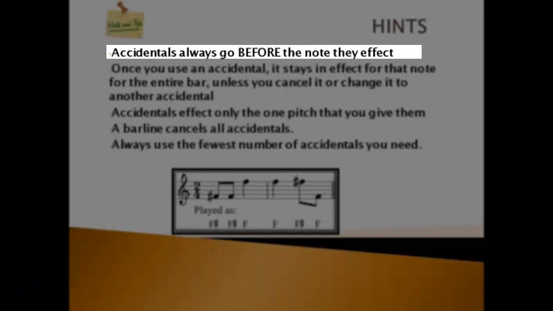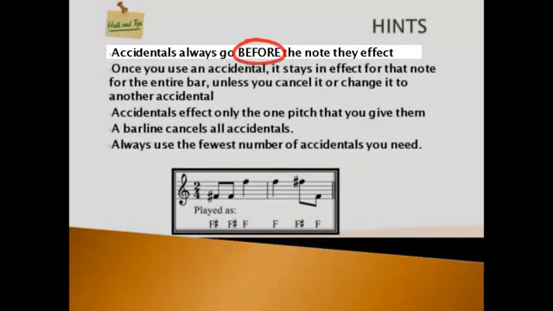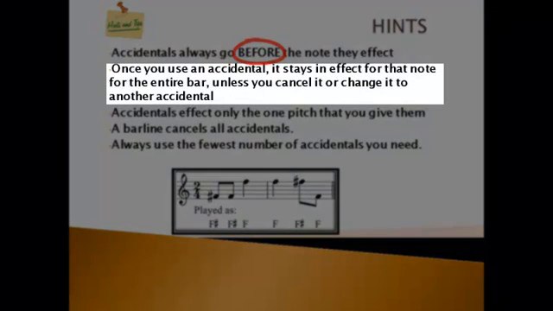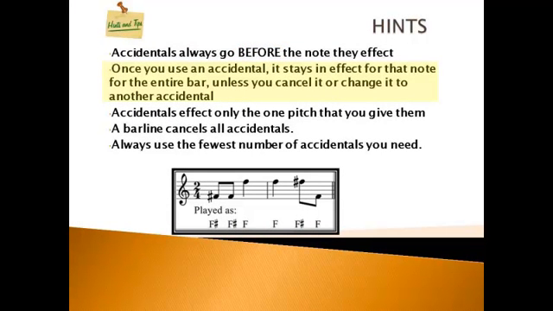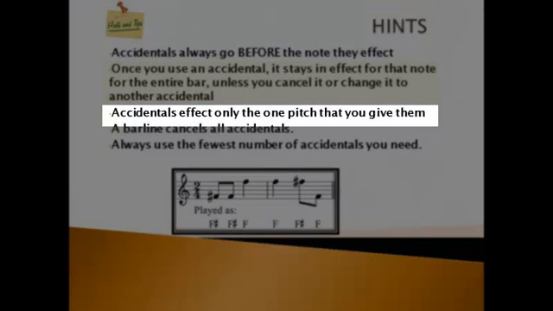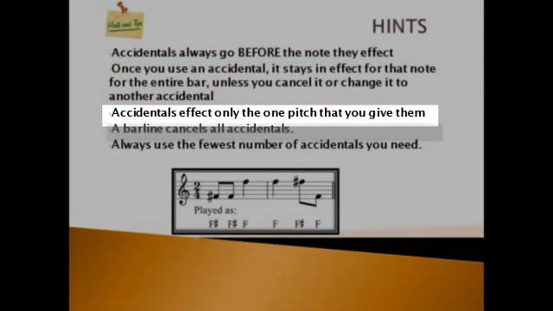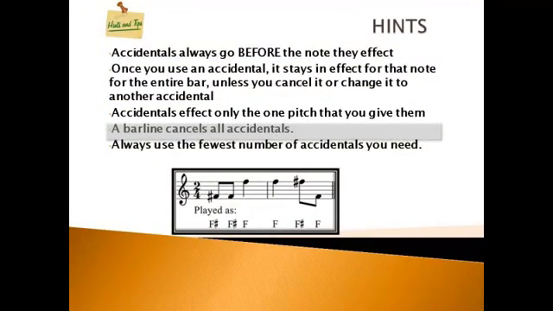Accidentals are always written before the note that they affect. Once you write an accidental, it's in effect for that whole measure. However, it's only for that specific line or space. They only affect the pitch that you give them. And as I said before, a bar line is going to cancel out all of your accidentals.